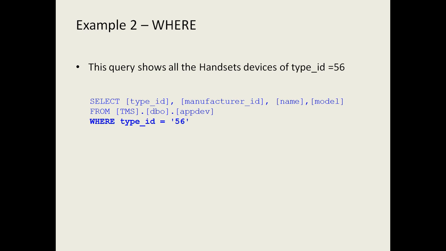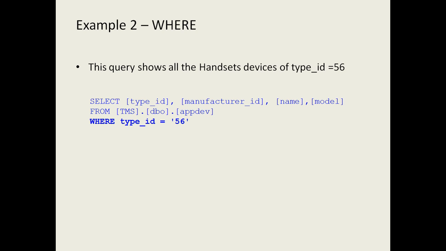That will make it a little harder to say, okay, show me all the information that I said to you, you know, type ID, manufacturer, name, and model from that database where the type ID is 56. Now, there's a table on TMS that says every device has a type ID. For example, 1 is a USB cable. 2 is a Bluetooth microphone. 3 is a stereo Bluetooth headset. 4 is, I don't know, a tablet. 56 is a handset. So it's a cell phone.